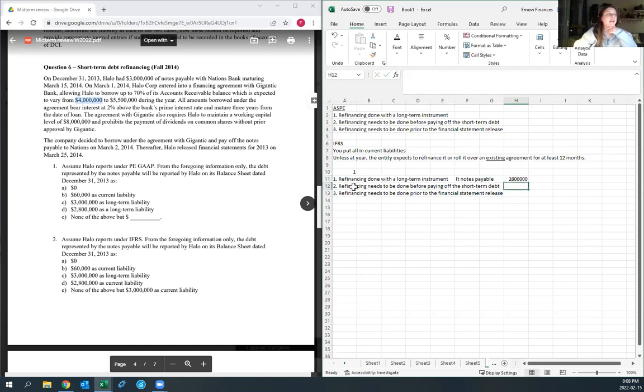Now, is the refinancing done before paying off the short-term debt? I think, yes, I think the short-term debt was paid.